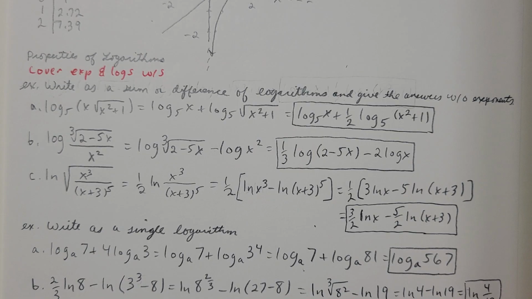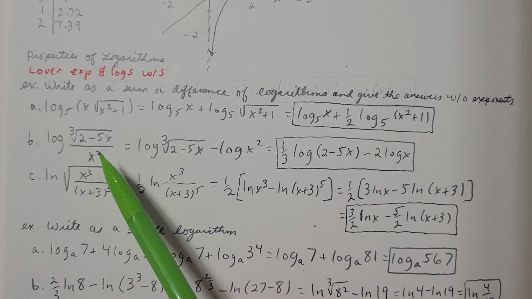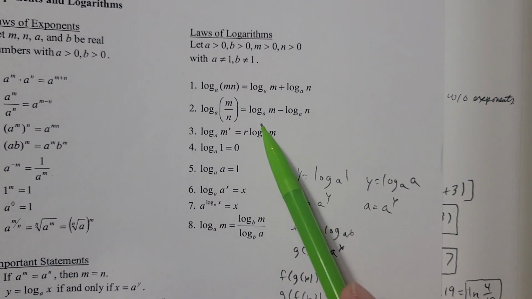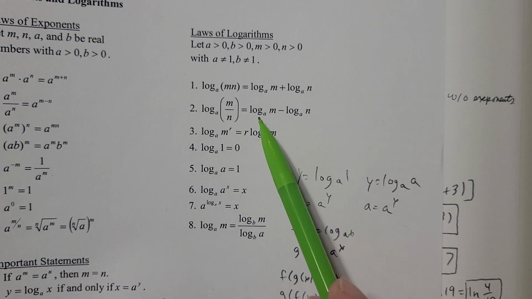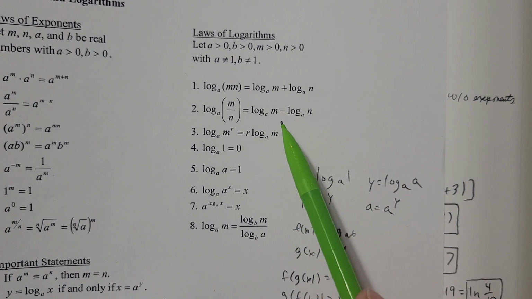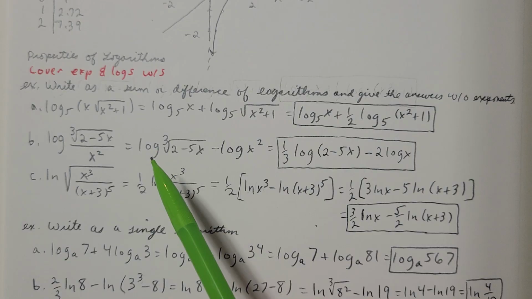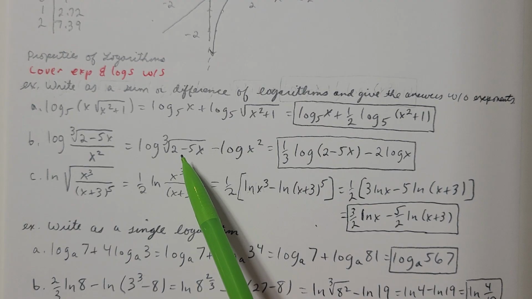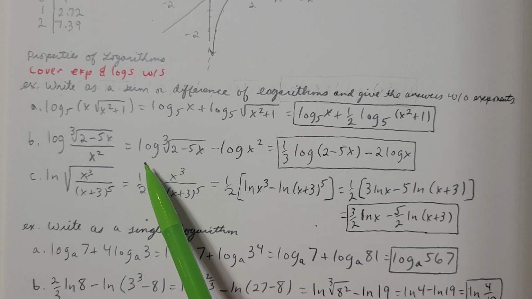Let's do part B next. So I got log of the cubed root of 2 minus 5x divided by x squared. There's no base, so when there's no base, it's understood to be base 10. You can write the 10 or not, it doesn't matter. I'm dividing these inner terms, so I'm going to start with law 2, which says that I can split up the logarithm into 2 logarithms where I'd be subtracting those logarithms. So I'm going to have log of the cubed root of 2 minus 5x minus log of x squared.